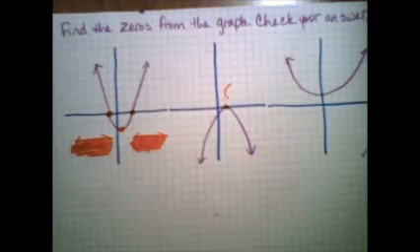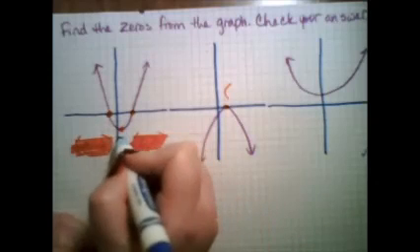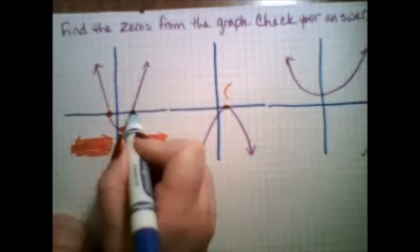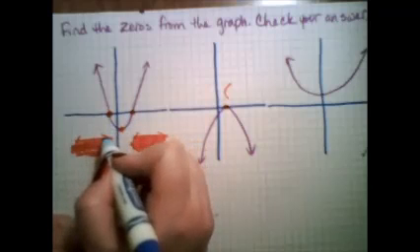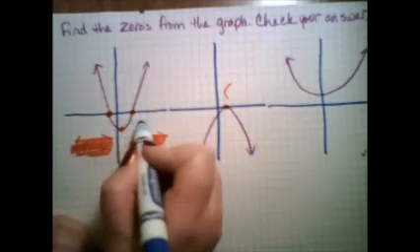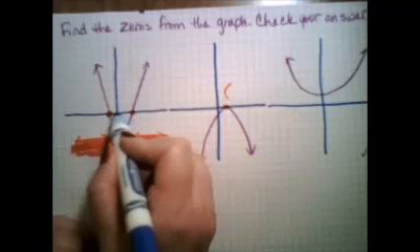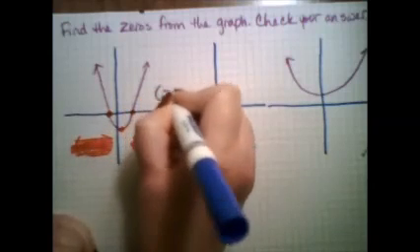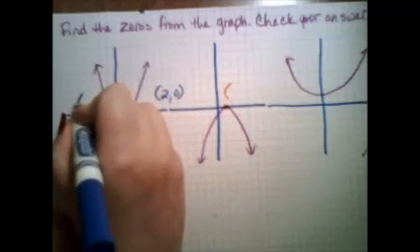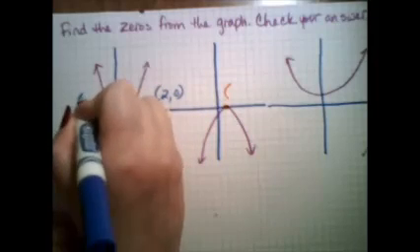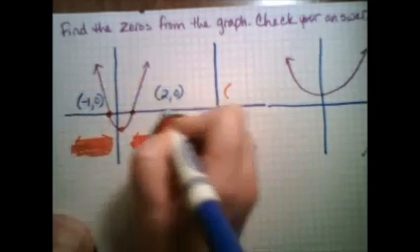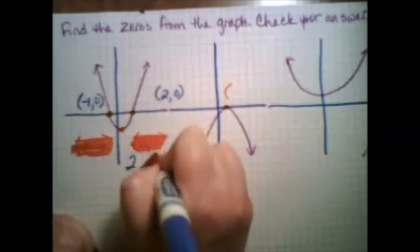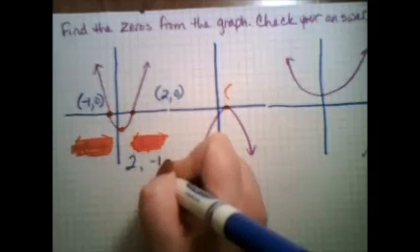So here we have three parabolas, and we are asked to find the zeros from the graph and check your answer. So here we have our vertex and our 2 zeros, our spots where it crosses the x-axis. And these cross on very specific spots. This one crosses at (2, 0), and this one crosses at (-1, 0). So 2 and -1 are our zeros.